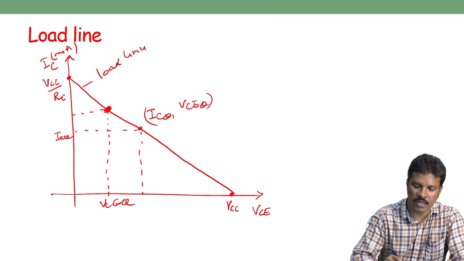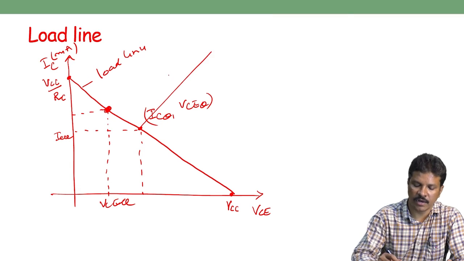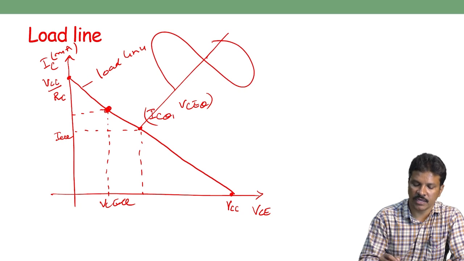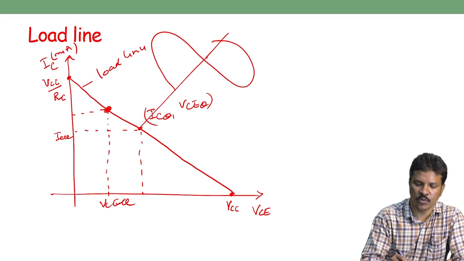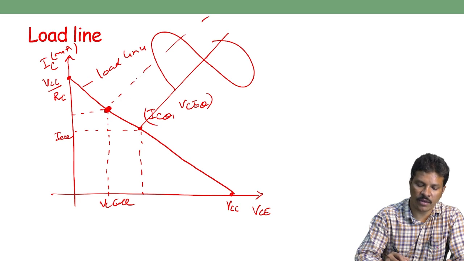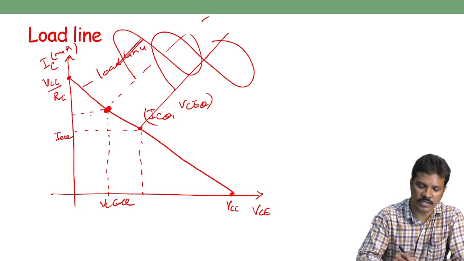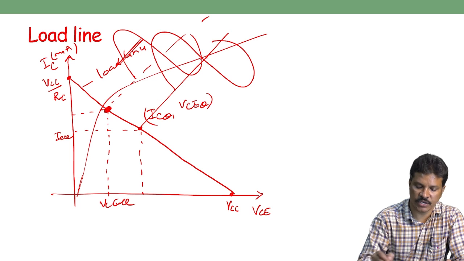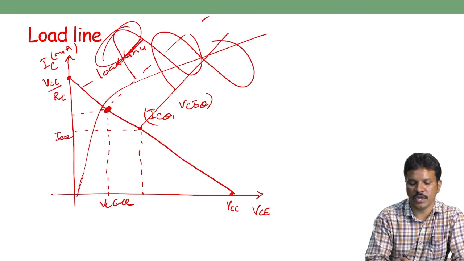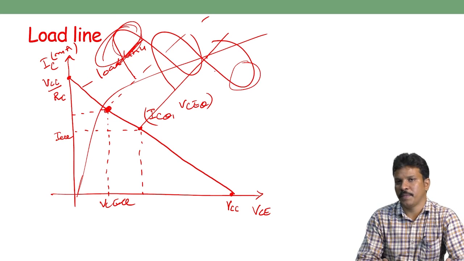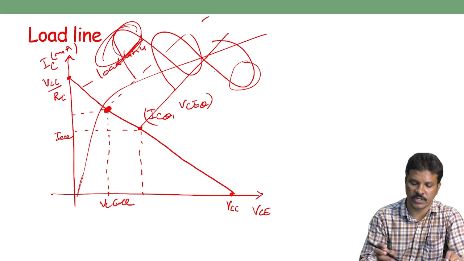For example, if it is a center signal, you will get the amplified signal like this. Whenever this Q point is moving, you will draw the line here. Whatever the area in the saturation region, for example, if it is near to the saturation region, you will get the clipping of the positive and the negative signal.